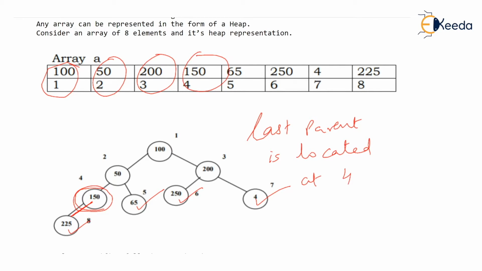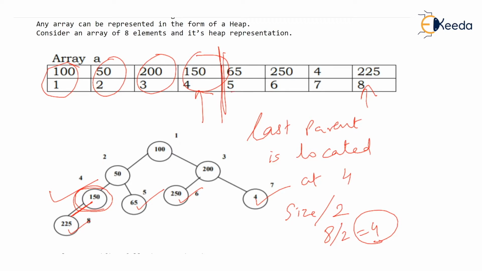This is nothing but the size of the array upon 2. You just watch, the size of the array is 8. Then 8 upon 2 is 4, and we will easily know where the last parent is located, or rather our algorithm will know. Our algorithm will know that among all the parents, n upon 2, if n is the size of the array, is the last parent number. This is the place where the last parent is located. After this, no other nodes are parents of any children, they are leaves.